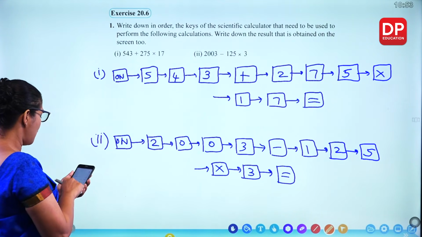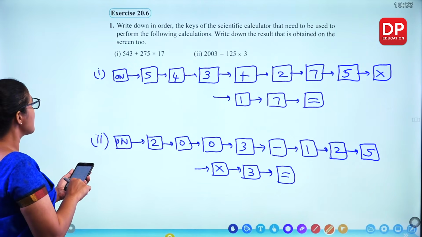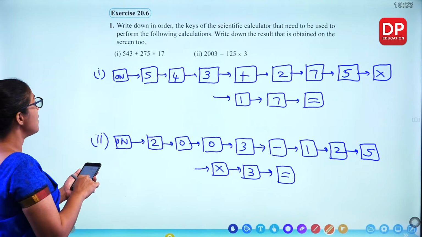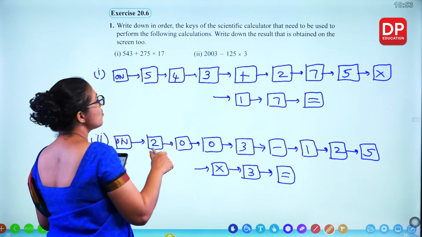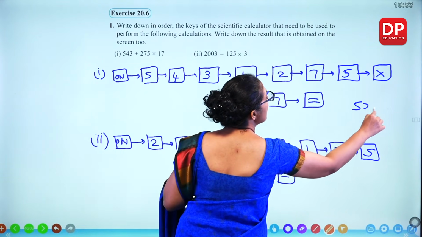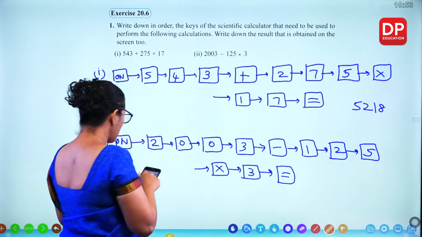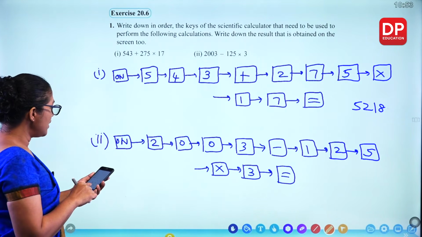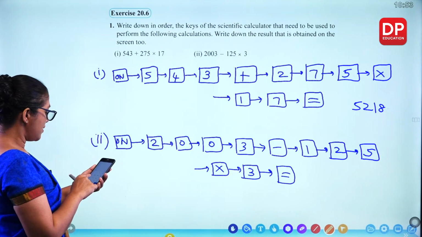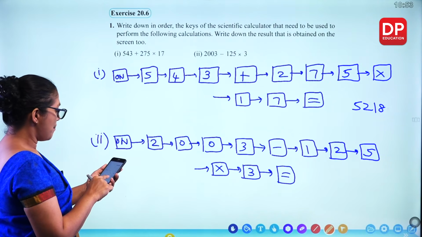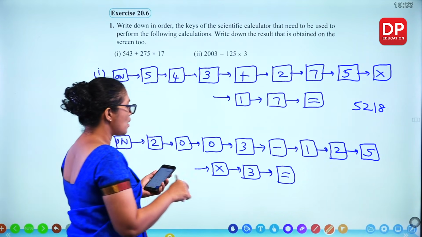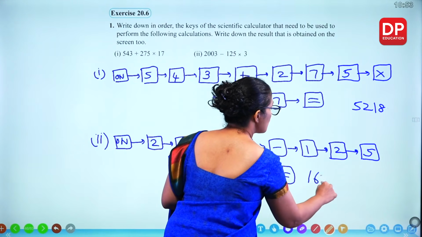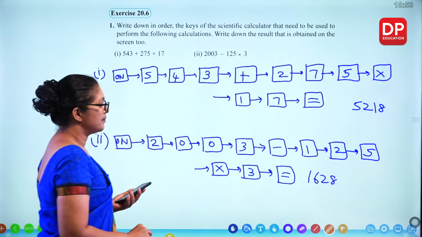So 543 plus 275 multiplied by 17 is 5218. Now we'll do the next one. 2003 minus 125 times 3 is 1628.